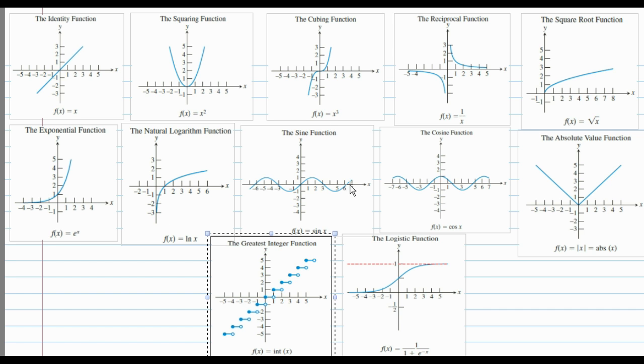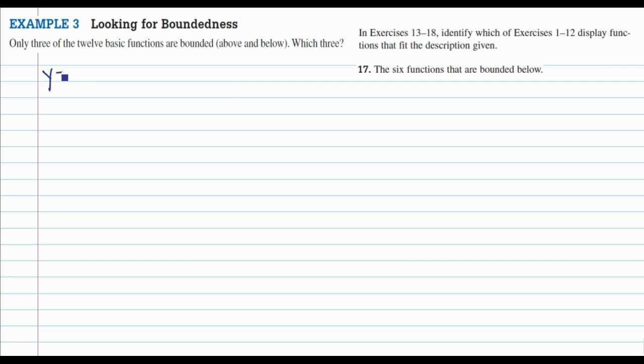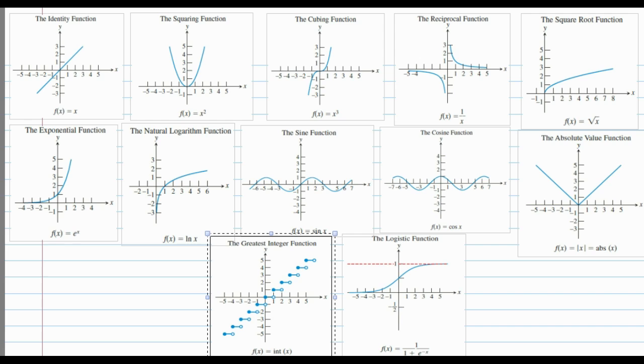Here we go. The sine and the cosine function are both bounded. So I'll put those two in here: y equals the sine of x and y equals the cosine of x. By the way, their ranges are both -1 to +1, which also implies that they are bounded because their range goes to neither positive infinity nor negative infinity.